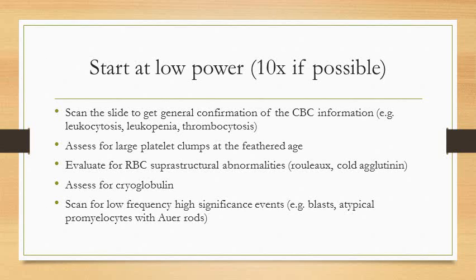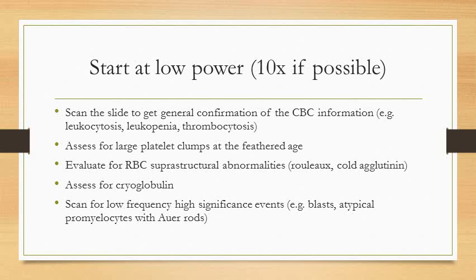Assess for red blood cell suprastructural abnormalities like rouleaux and cold agglutinin. These are really easy to pick up, and it's always good to think about them. Next, assess for a cryoglobulin. So you'll see these big or small blue blobs in the background at low power on the peripheral blood smear, and they're really easy to miss if you start going to high power and you really don't think about it.